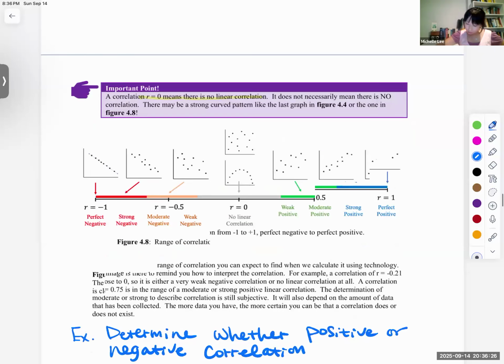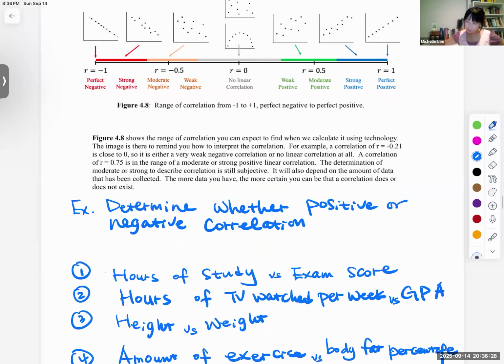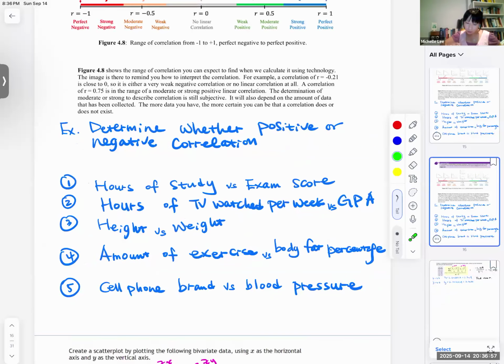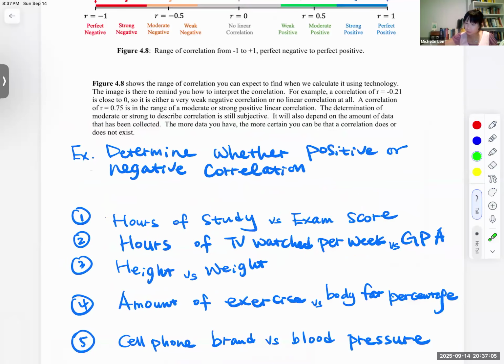Okay, now let us talk about whether this is a positive or negative correlation. All right, so we have, hold on one second. Let me copy one more time. So we have hours of study versus exam score. What do you think? Positive, right? So positive correlation. How about hours of TV watched per week versus GPA? Negative? Good.